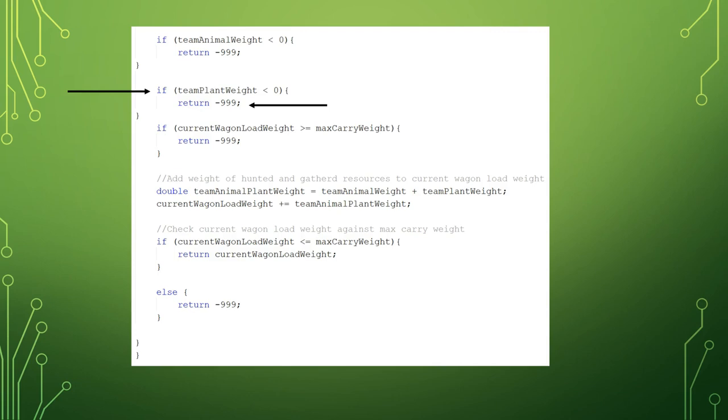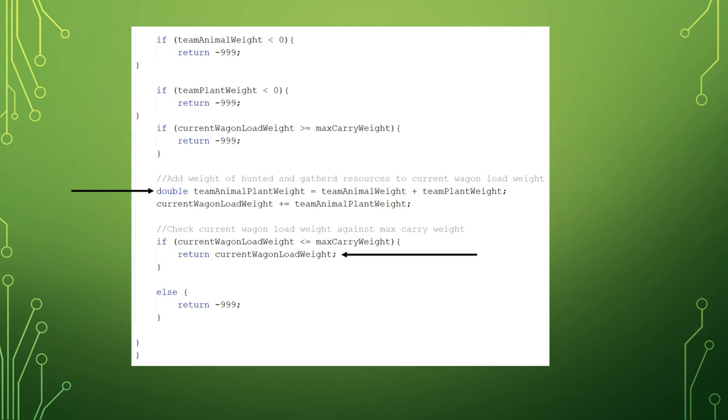This is the Java code for the business logic of no available plants to gather. Again, it's going to return an error. This is the Java code for the business logic of the maximum wagon load weight being exceeded, which returns an error, or if the max load weight of the wagon is reached, an error is returned.